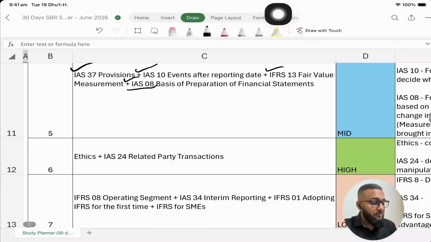Then moving on to day 6, ethics and IAS 24 related party transactions. Again, it's a high weighted area and a very straightforward area to gain marks in SBR exam, because there is going to be question 2 that is going to focus on ethical aspects. So mastering this area, meaning you're mastering one of the questions that you're going to answer. And this is quite a straightforward area where you are required to know the ethical principles, the dilemmas that are there, the threats that are there, and the safeguards. So if you've mastered that, you will be able to score very well in that exam or in that question.